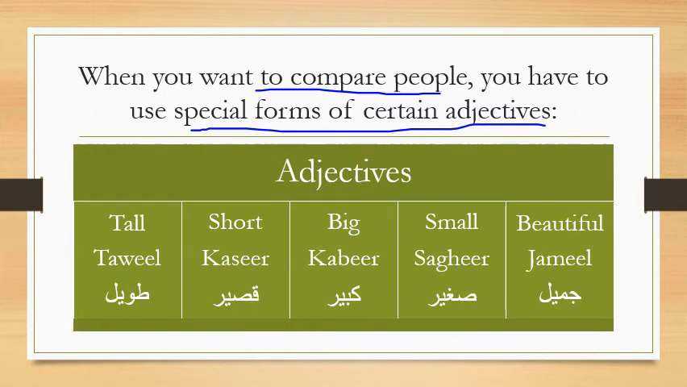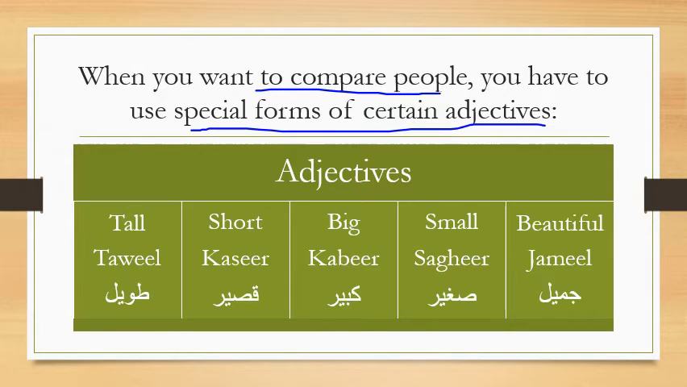What are these adjectives? We have here tall, which means طويل. We have to study that, guys. Short means قصير. Big means كبير. Small means صغير. Beautiful, we took it before, it's جميل. So we have tall is طويل, short is قصير, big is كبير, small is صغير, beautiful is جميل.